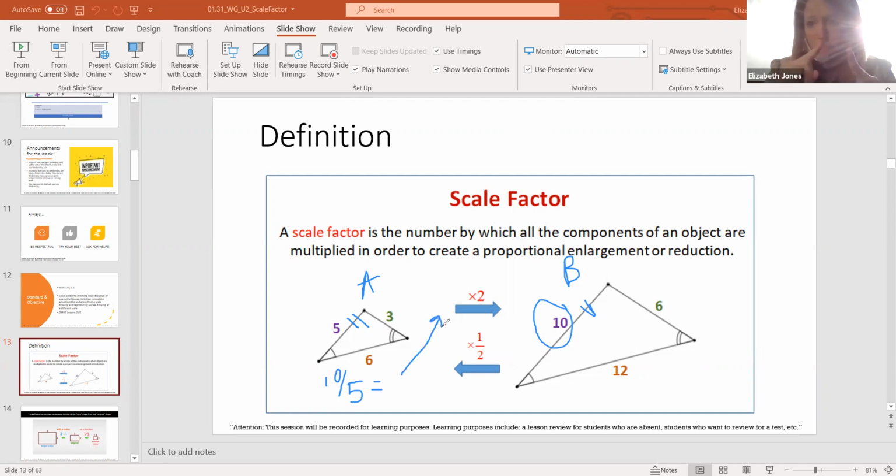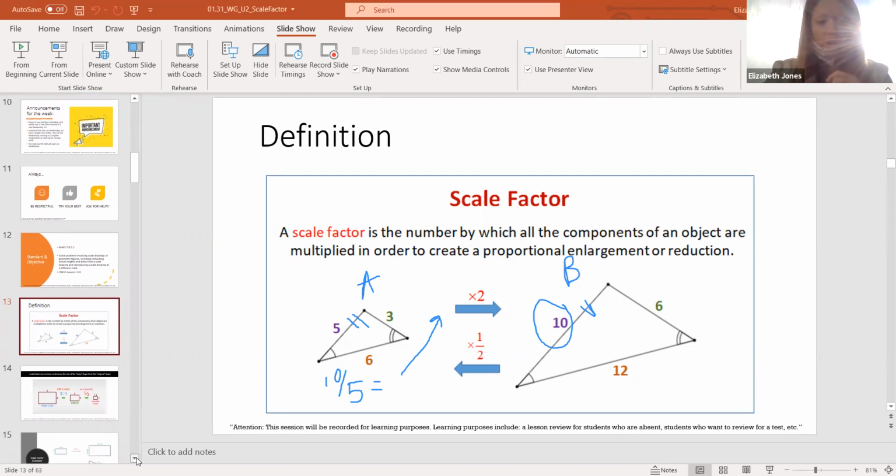Now, to do the reverse, if we were going from object B to object A, so if they were in reverse order and they were asking for the scale factor, we would be dividing 5 over 10, which is how you would get 1/2. Okay, so that's scale factor.